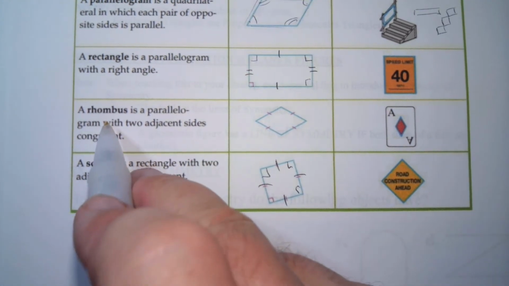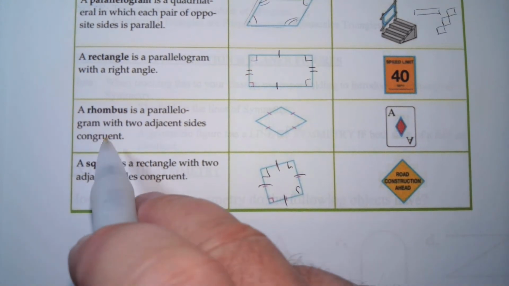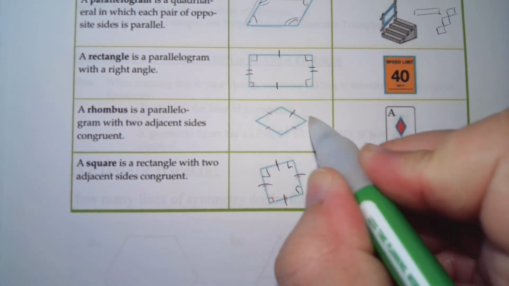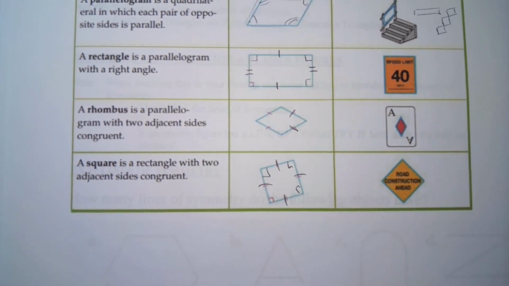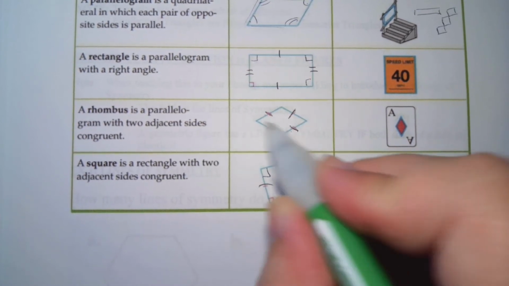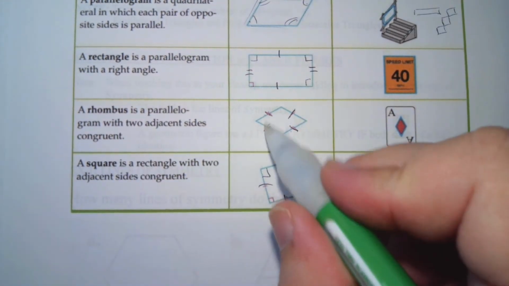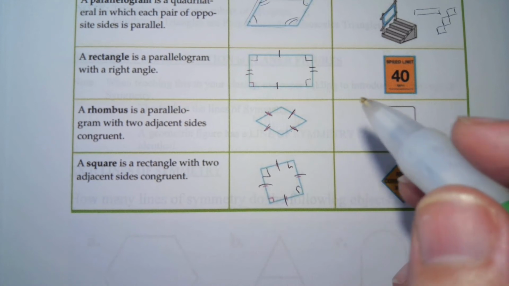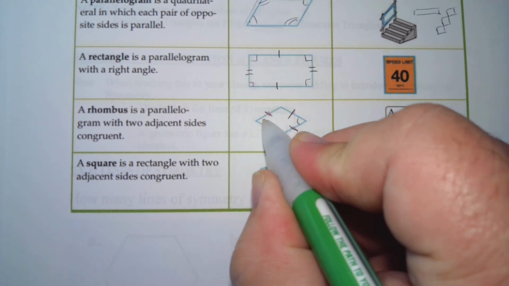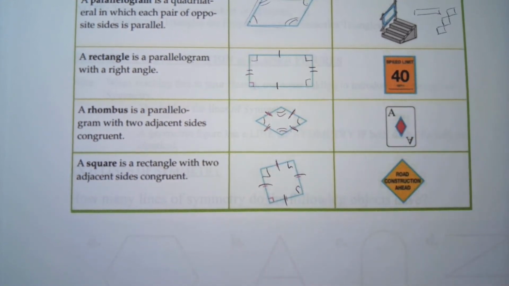A rhombus is basically called a diamond. A parallelogram with two adjacent sides congruent. So this side and the adjacent side, that's congruent. And the adjacent side, that's congruent. Adjacent to this one is that one. So a rhombus is when you have all four sides the same length, but it's not a square. It's shifted. You have two acute and two obtuse angles.